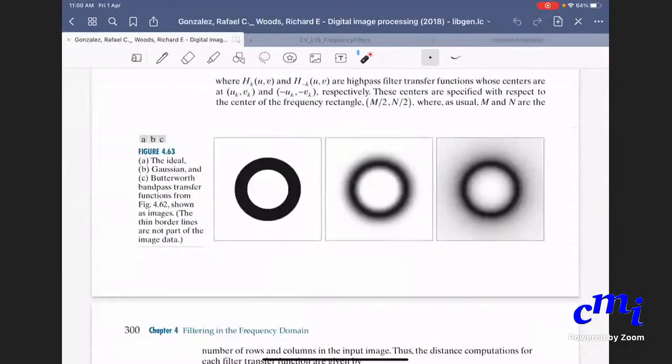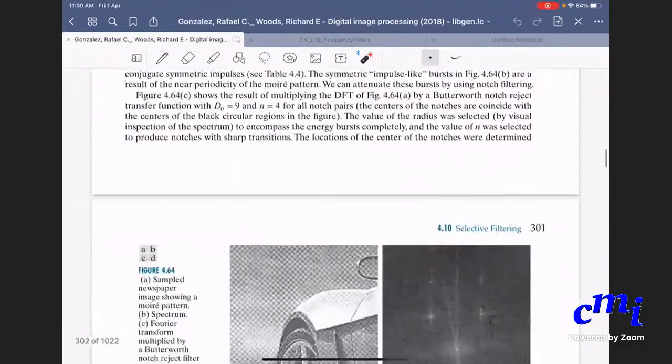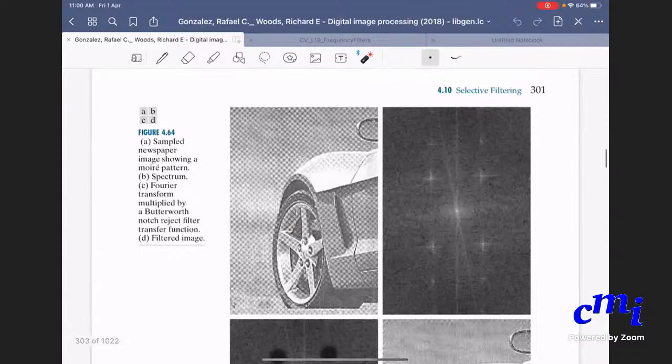And an example of this is here. This is something that you must have seen in some newspaper or poor quality printing, that this kind of effect appears. So this is an example of a Moire effect or a Moire pattern.